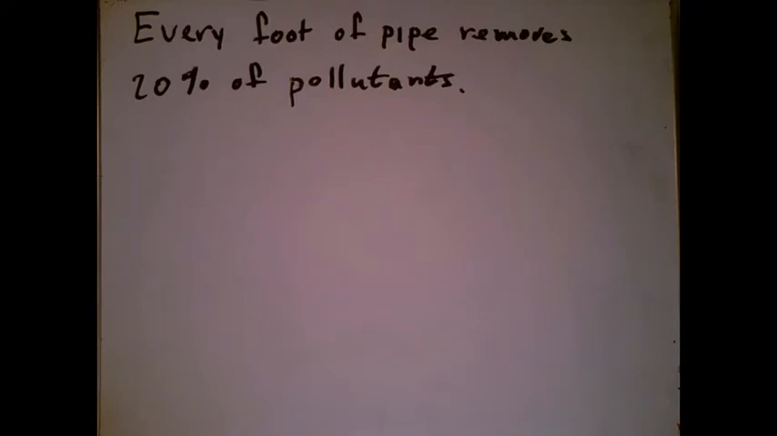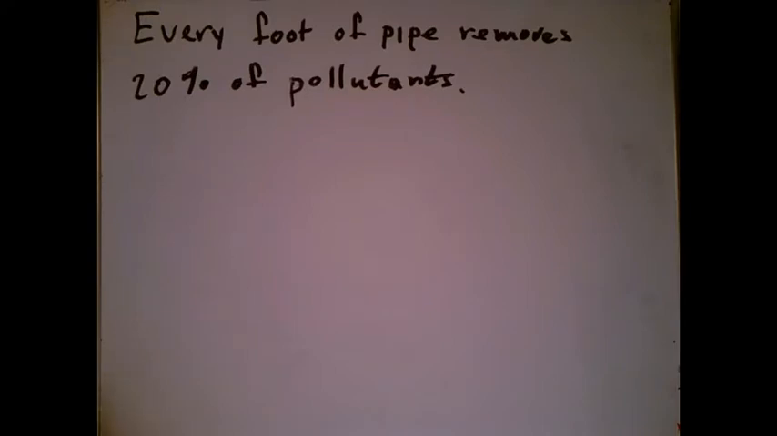Now, according to the problem, we're running jet fuel through a pipe, and every foot of the pipe removes 20% of the pollutants, and we're supposed to analyze the function where x is the number of feet that we run the jet fuel through, and we would like to know the pollutants value based on top of that.